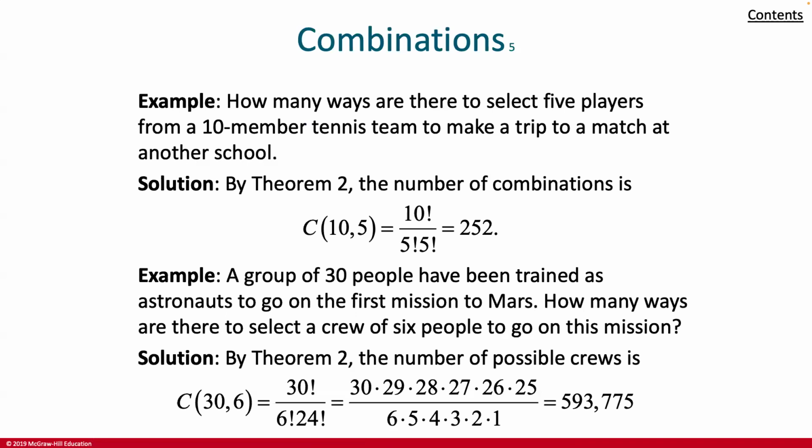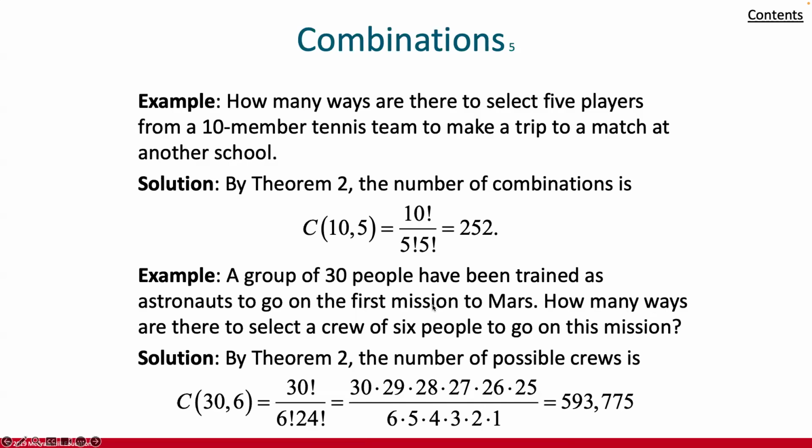We have some examples. How many ways are there to select 5 people from a 10-member tennis team to make a trip to match at another school? And so we can be seeing this number here, 10 factorial over 5 factorial times 5 factorial, and we get a number of 252.